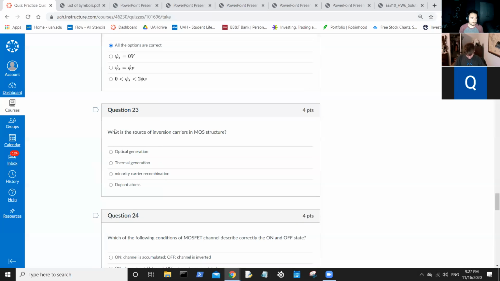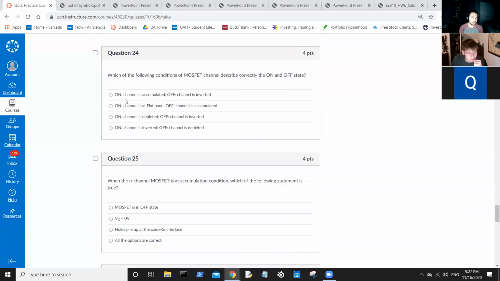Question 23. I said this earlier. What is the source of the inversion carriers in a MOS structure? It's thermal generation. Inversion carriers, this is a fact to recall. Inversion carriers are directly thermally generated. That's all you need to know for that.